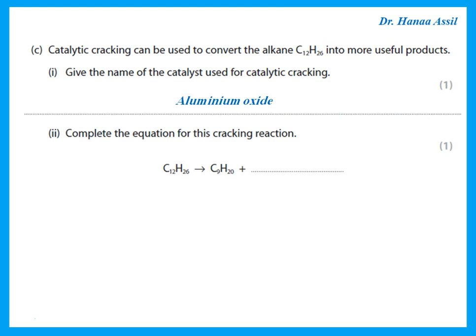Remember we said in cracking, the number of carbons and hydrogens on both sides of the arrow should be the same. So if I'm starting with C12 before the arrow and I'm removing C9, then I'm left with how many carbons? Well, I'm left with 3 carbons. Then I'm starting with H26. I removed from it H20, so I'm left with H6. So the missing molecule is the rest of the carbons and the rest of the hydrogen. So that is C3H6.